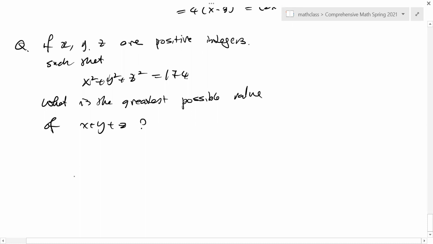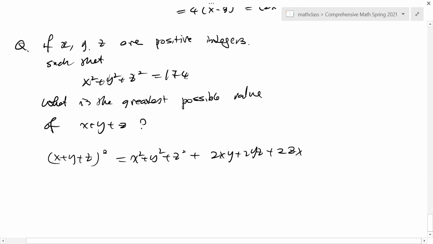Okay. I don't know. What I can think about is this square, which is x squared plus y squared plus z squared, and 2xy, 2yz, and 2zx. Okay. So this is an identity that came to my brain immediately. Maybe I can use it, maybe I cannot.